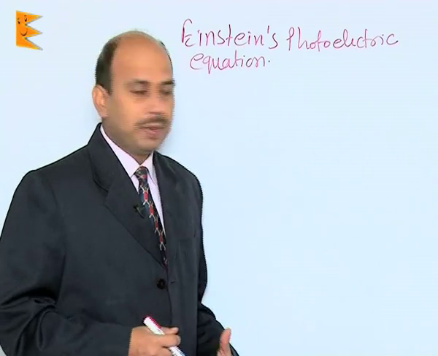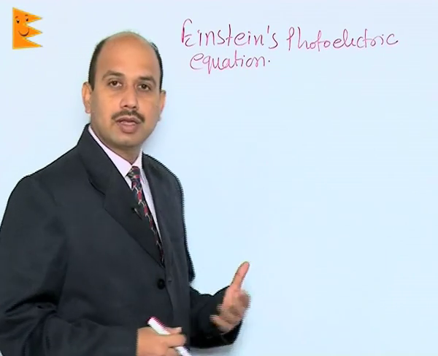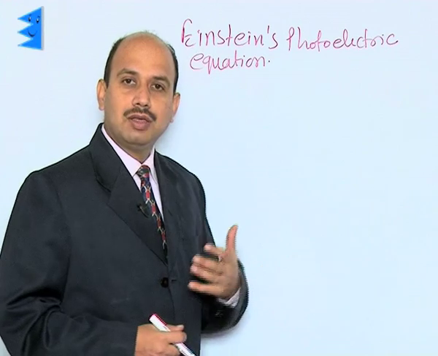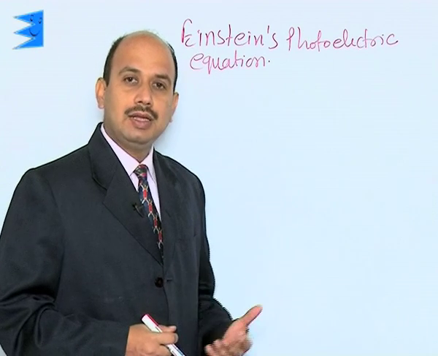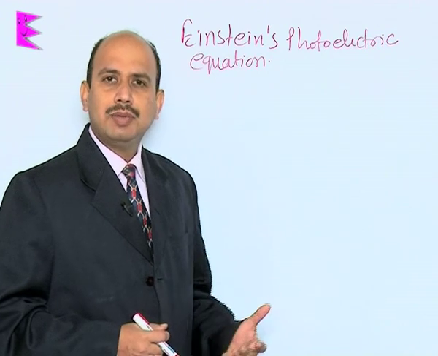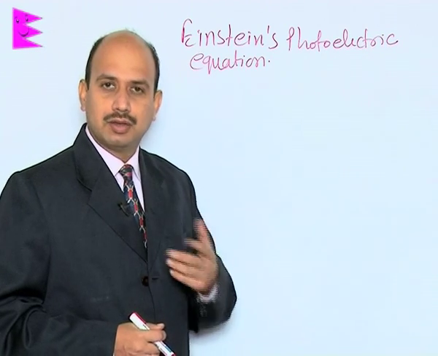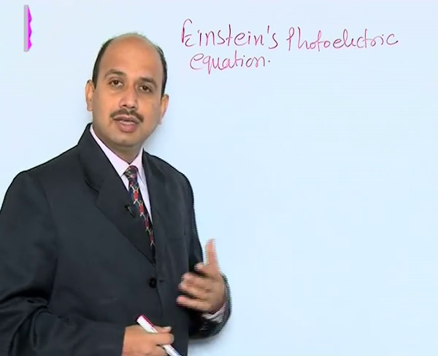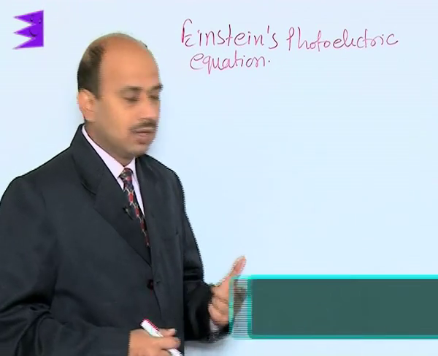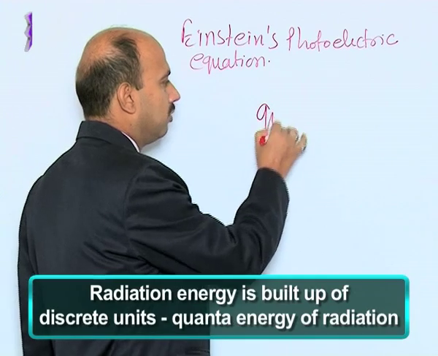Now, the next topic is Einstein's photoelectric equation. We have done the photoelectric effect, and we have seen that when light radiations fall on a metal plate and electrons are emitted, as a result we get current, that is called photoelectric current. Now see here, light radiations consist of tiny packets of energy, known as quanta.